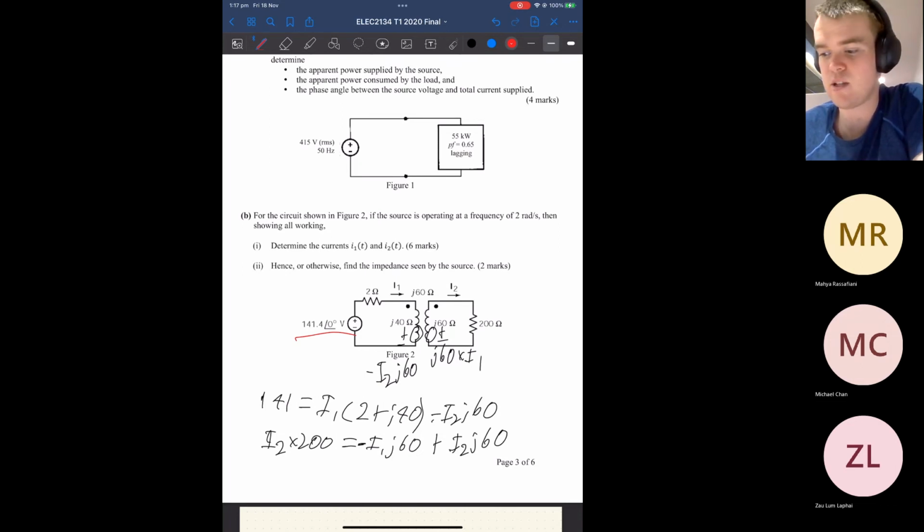141 volts. Yeah, good enough. So then V Thevenin is just going to equal our voltage divided by our current. When the voltage is this, the current is what we just calculated. And that's your answer. Does that make sense? Yeah.